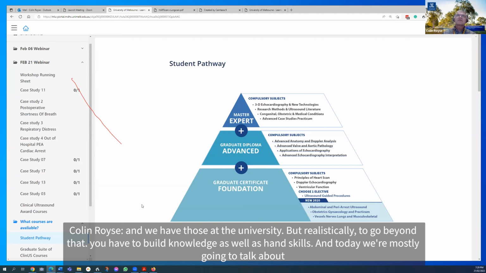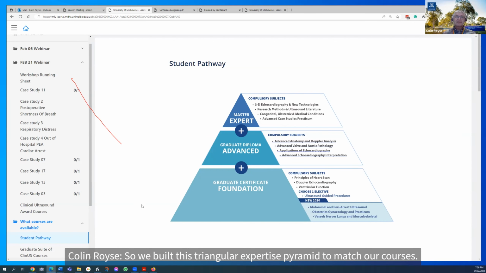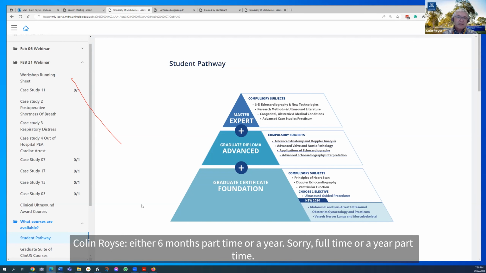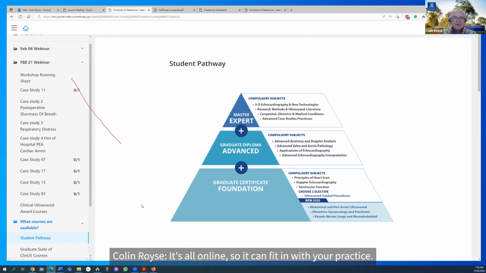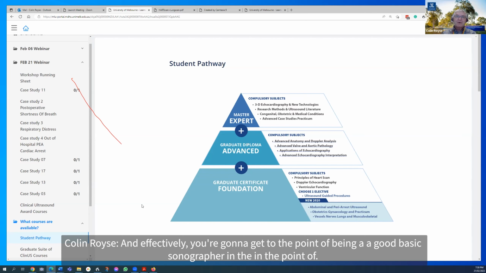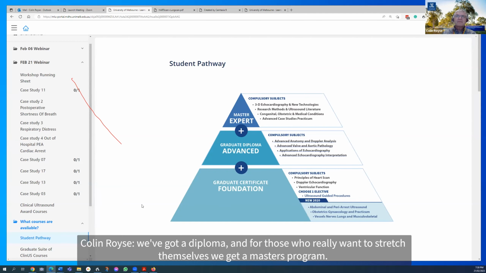And today we're mostly going to talk about the award course structure. So we built this triangular expertise pyramid to match our courses. The graduate certificate is currently the smallest offering, which is 4 subjects and takes either 6 months full-time or a year part-time. It's all online, so it can fit in with your practice. And effectively, you're going to get to the point of being a good basic sonographer in point of care ultrasound. But for people who want to go more, we've got a diploma.